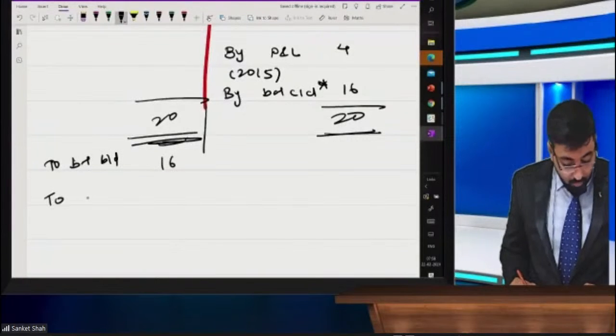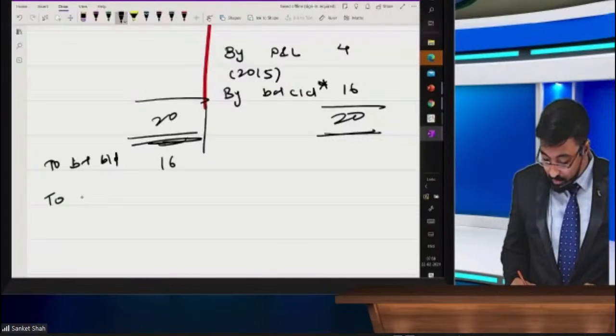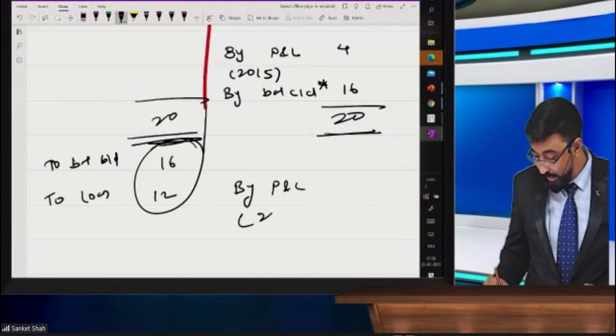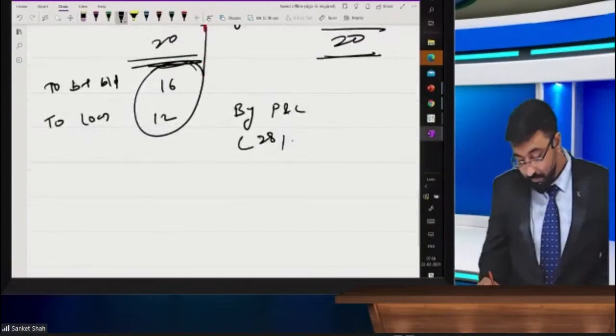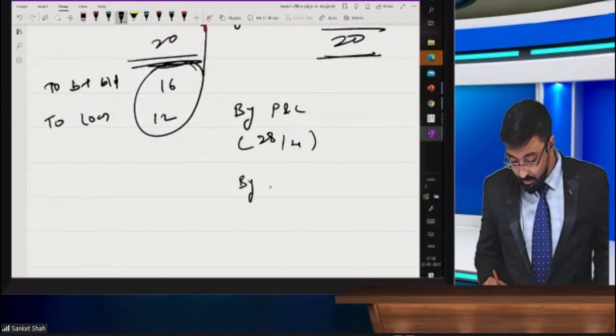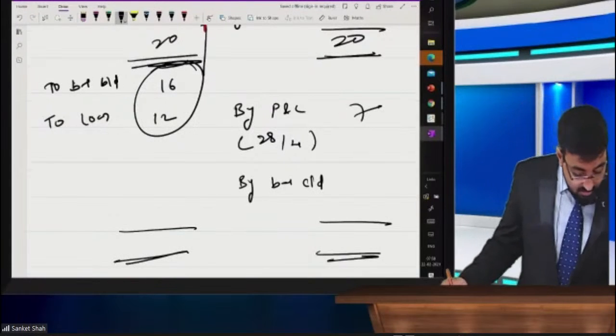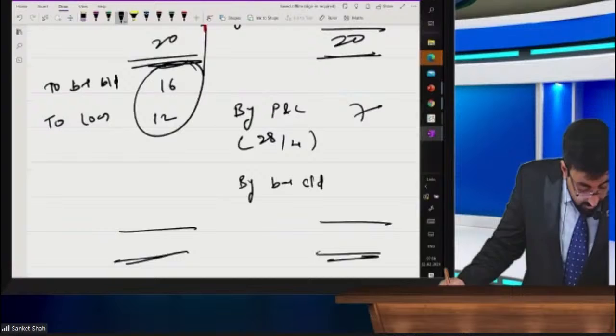Then you are getting amount 12 rupees. So this is again your loan 12. And now this amount is for the profit and loss account. You are getting 28 rupees divided by 4 years. And then your balance carried down will be... So the correct answer is 7.